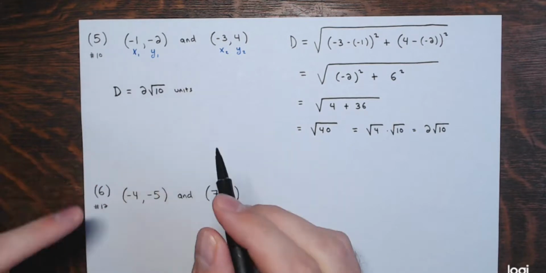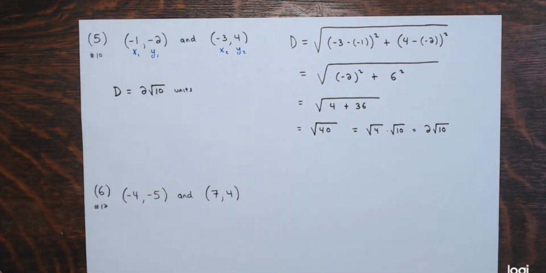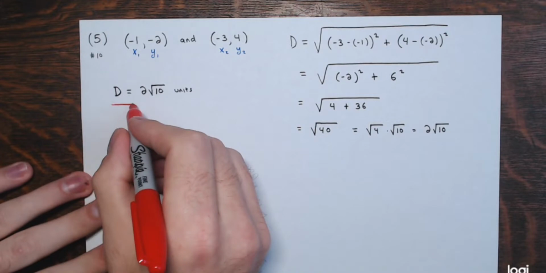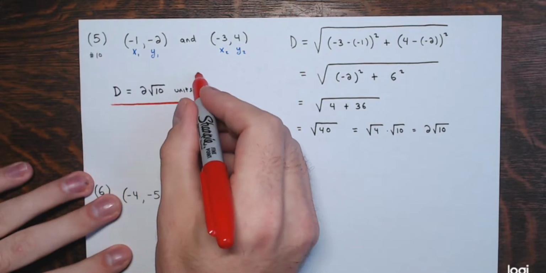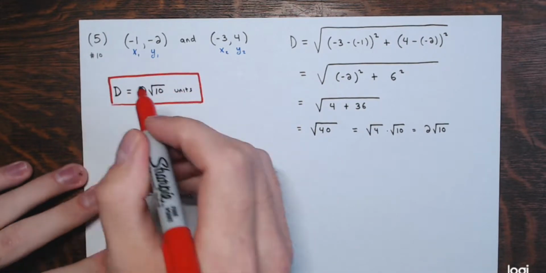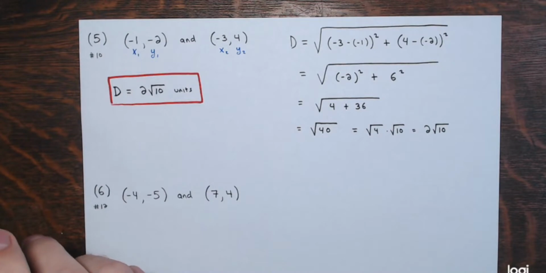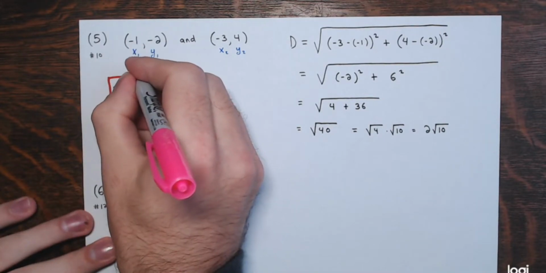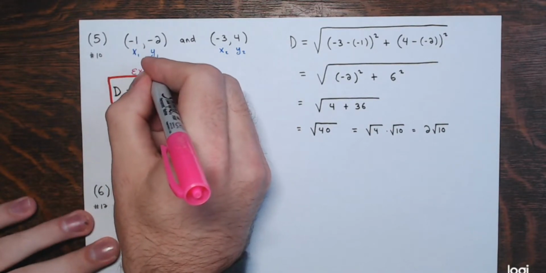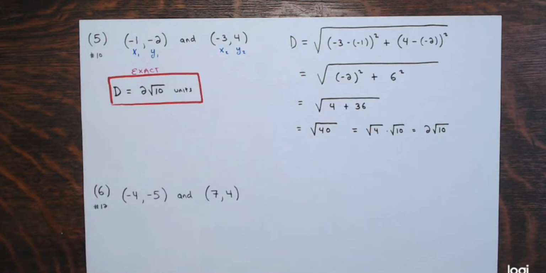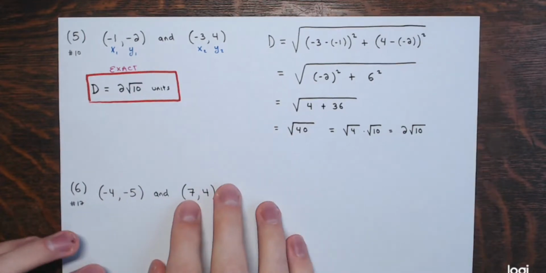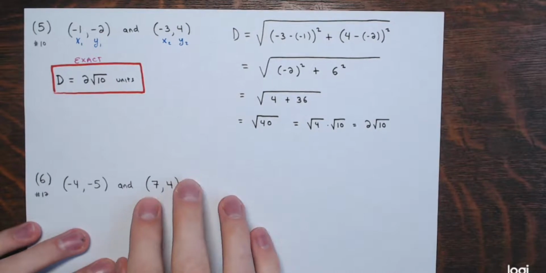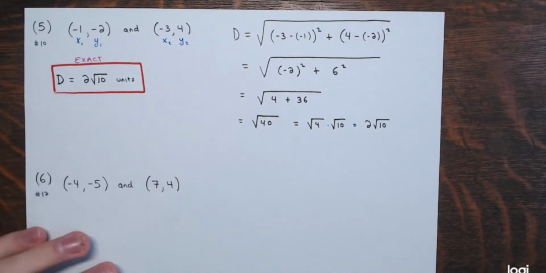Right, and this would be considered exact form, where I leave it the way it is and don't punch it into a calculator, don't round it. This is the exact form right here. When they talk about exact, just leave it the way it was. But I'm going to punch this into a calculator and round to the nearest tenth like they asked.